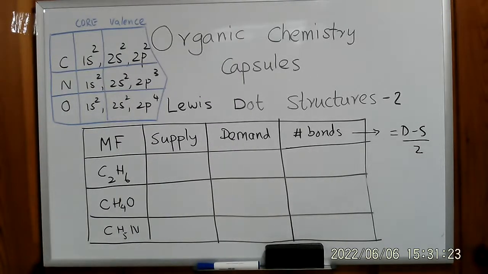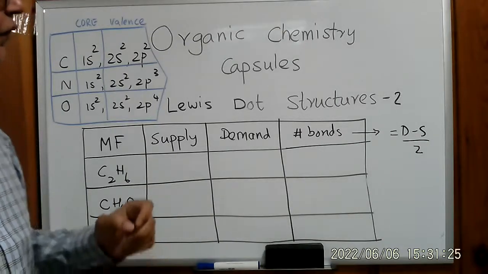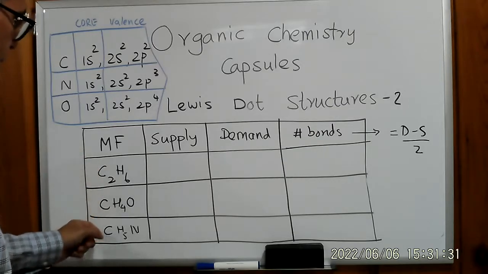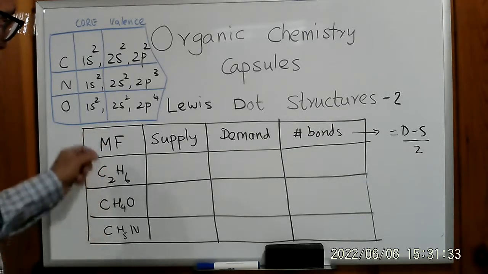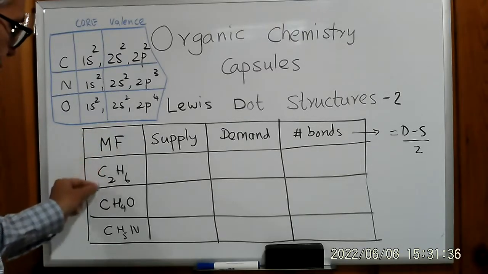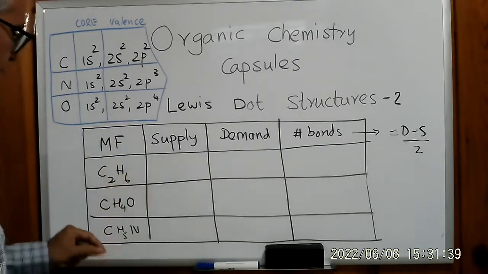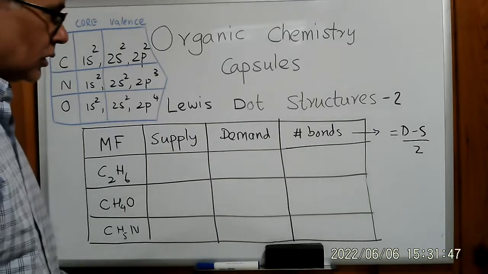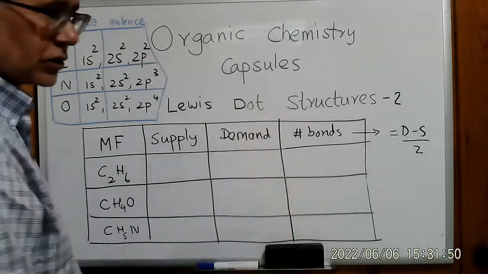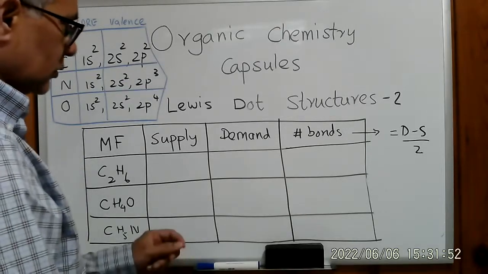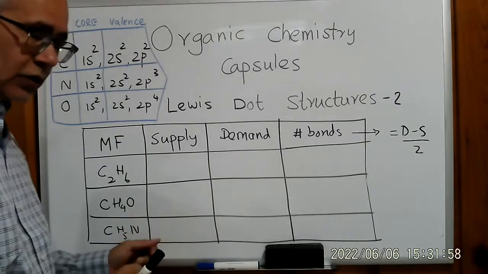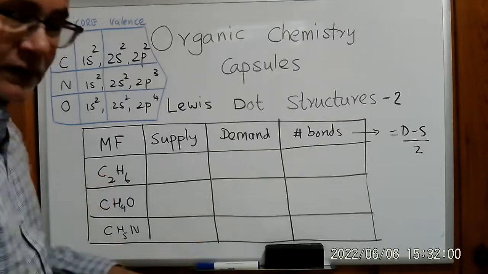Okay, so in this short capsule, we'll look at Lewis dot structures of these three different compounds. The molecular formula is given here. The first one is C2H6, second one is CH4O, third one is CH5N. In the previous short capsule, we introduced Lewis dot structures and figured out how to draw a structure for a given molecular formula. Today we are doing more examples of the same.